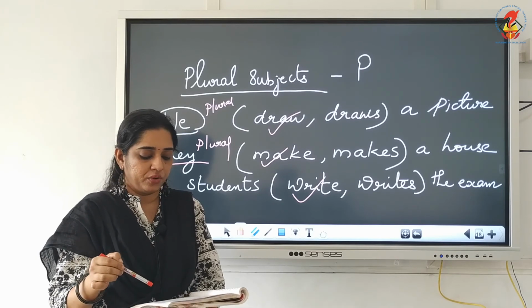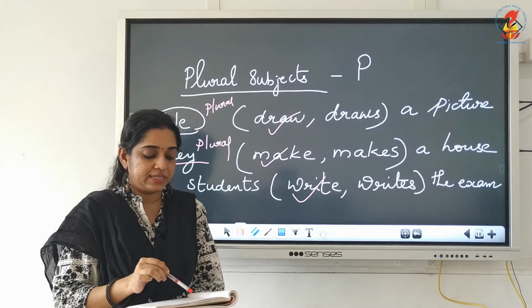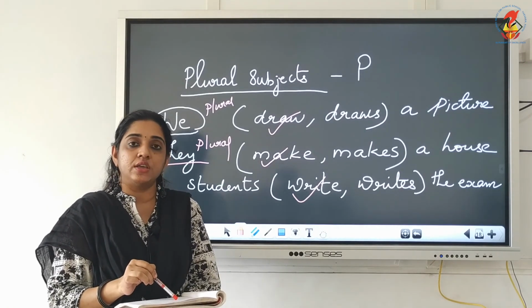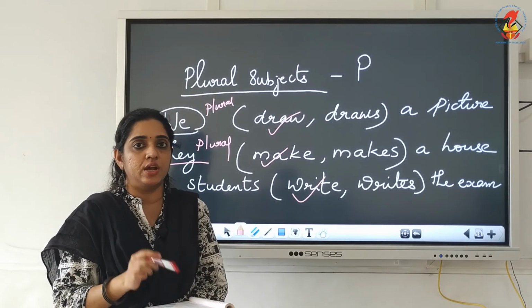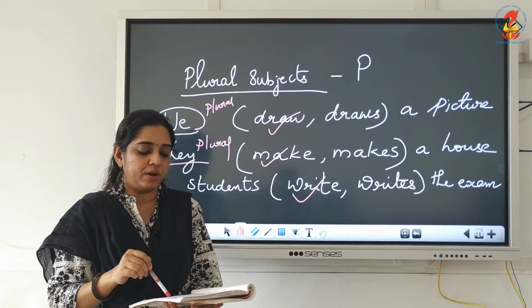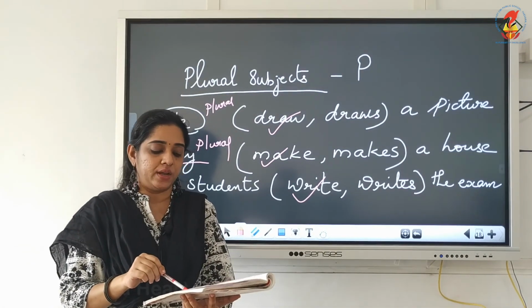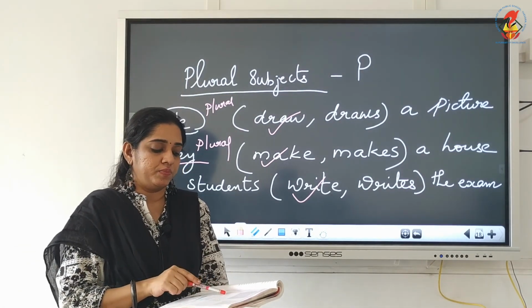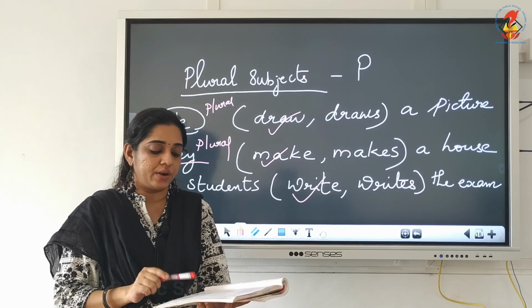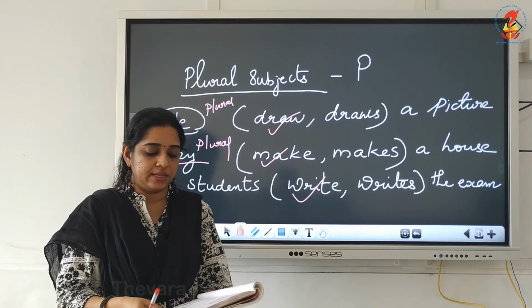Now match the following. The big star. The big star is what, singular or plural? It's singular, one star. The big star. So which type of verb do you have to use? Twinkles in the sky. Twinkles. Whenever the subject is singular, you have to add one S with the verb. Twinkles in the sky.